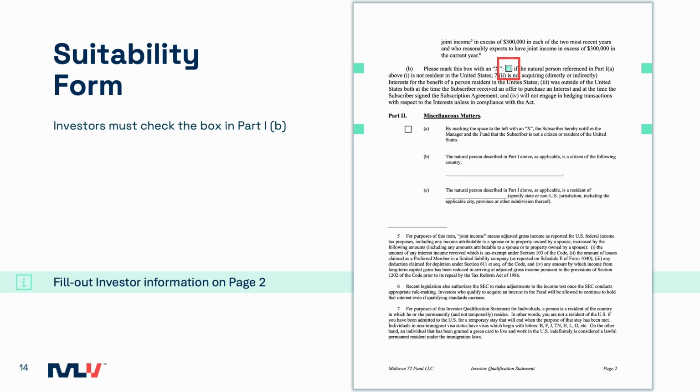Next, the investor must check the box in Part 2A. Only non-U.S. citizens can subscribe to the EB5 fund. In Part 2B, write the investor's current citizenship, as indicated in green. In Part 2C, write the country where the investor currently resides. For most investors, this will be the same country as their country of citizenship.